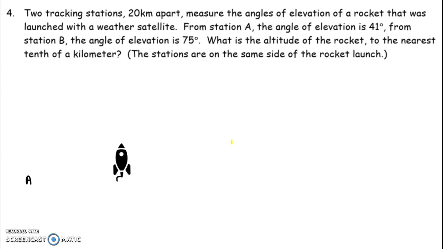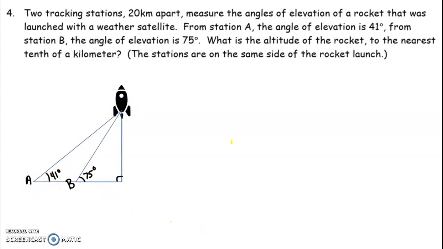So these stations are recording how high the rocket goes. The angle of elevation to station A happens to be 41 degrees. So you can see here I've drawn the path of the rocket and the station A, which measures the rocket at an angle of elevation of 41 degrees.